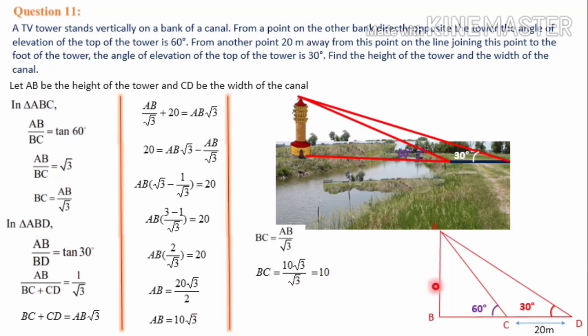So we have got both: AB, the height of the tower, and BC, the width of the canal, as 10 meters. So let's go for the conclusion. Therefore, the height of the tower is 10 root 3 meter and the width of the canal is 10 meter.